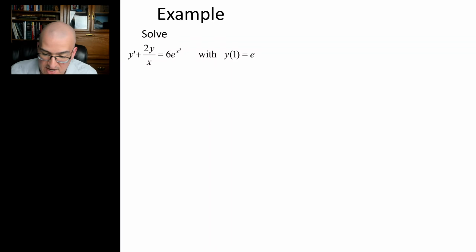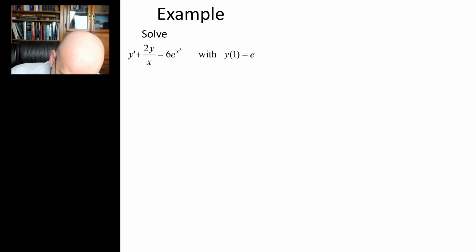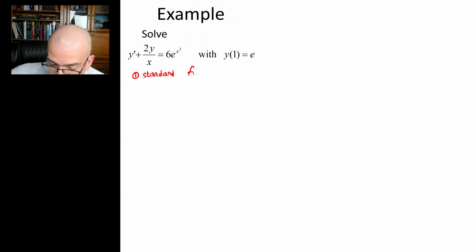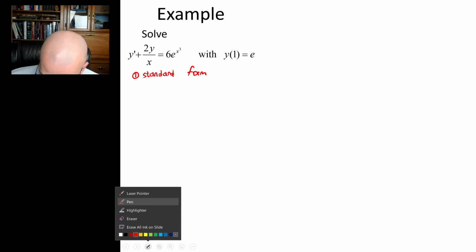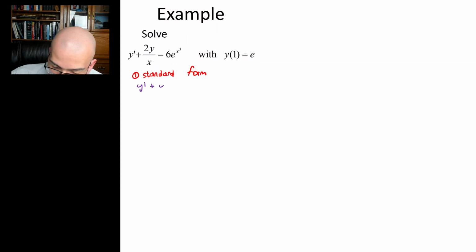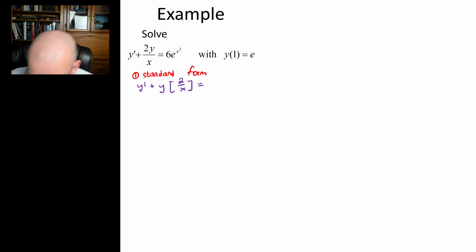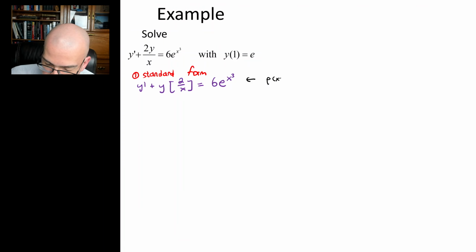Okay, it's already in standard form. So y prime plus y times 2 over x is equal to 6e to the x cubed. So standard form, p of x is equal to 2 over x. Q of x is 6e to the x cubed.